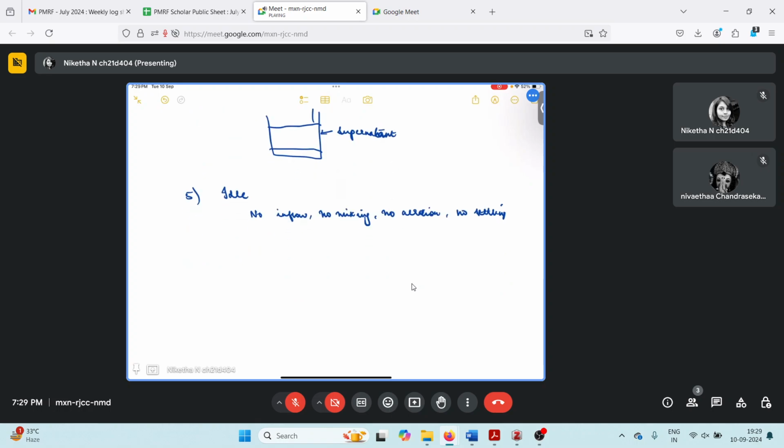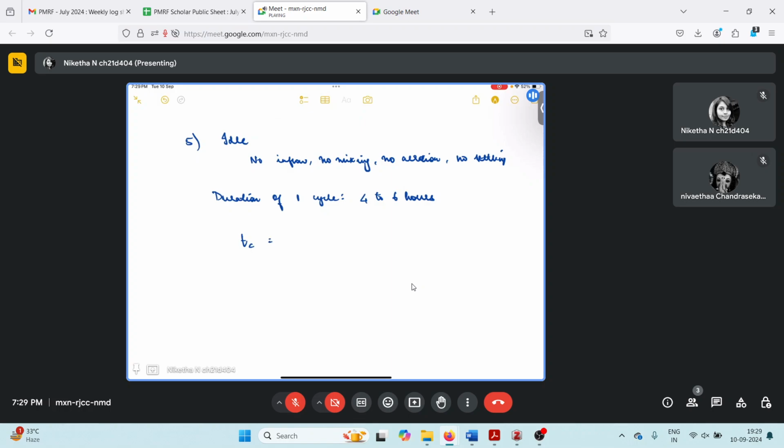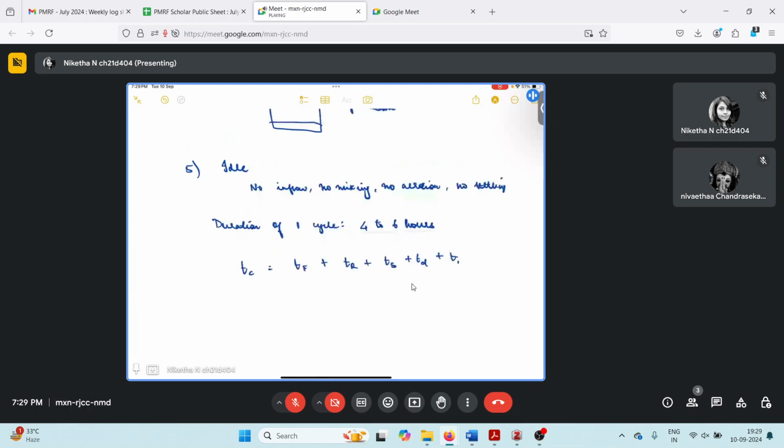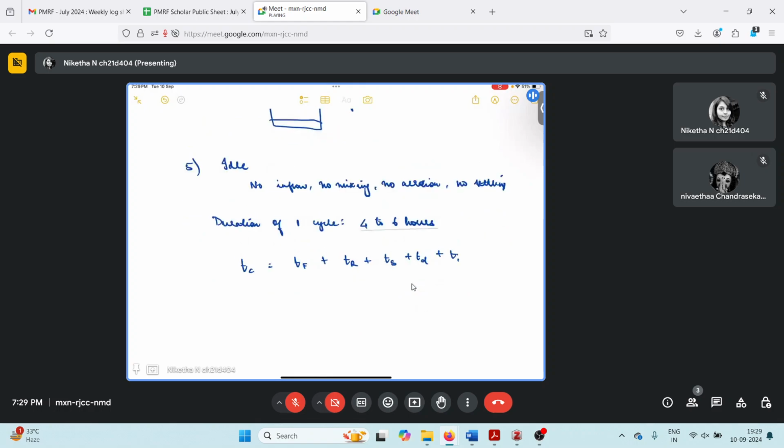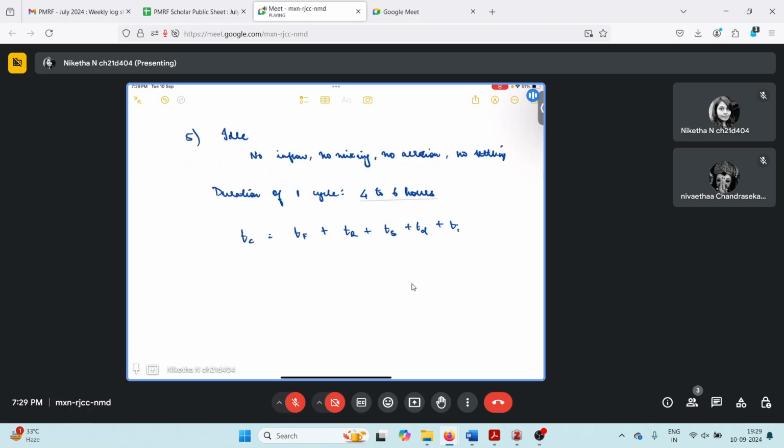Okay. So the duration of one cycle will be approximately 4 to 6 hours. And the time taken for each cycle is given as a sum of time to fill plus time to react plus time to settle plus time to decant and the time for idling. The idle phase is generally used when we have some cleaning work or repair work. So at the end of each cycle, we also have to keep the tank idle.